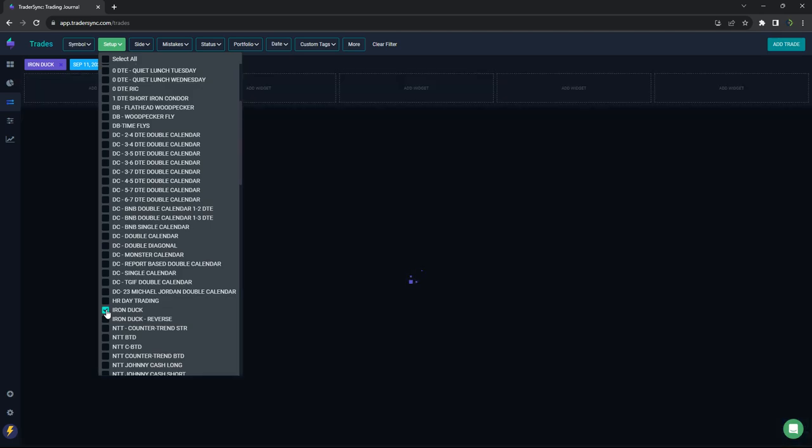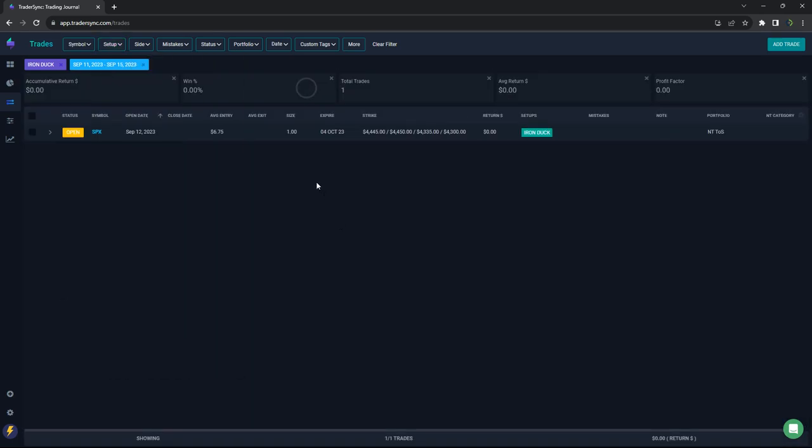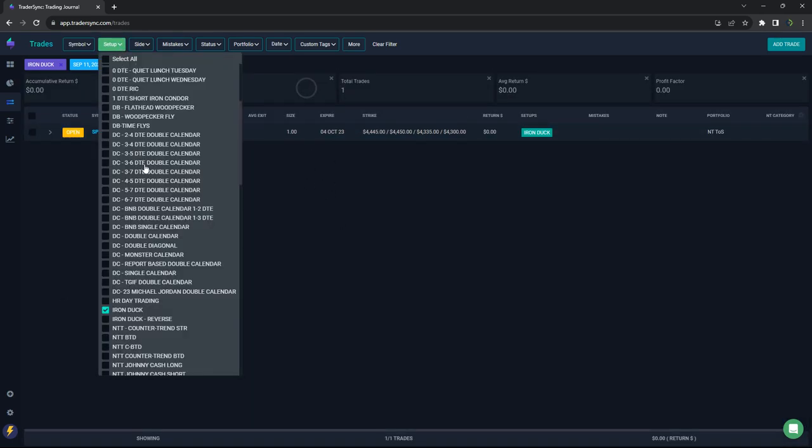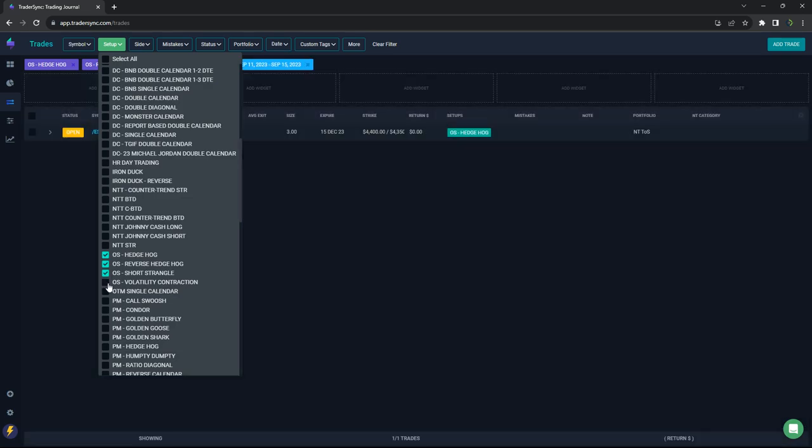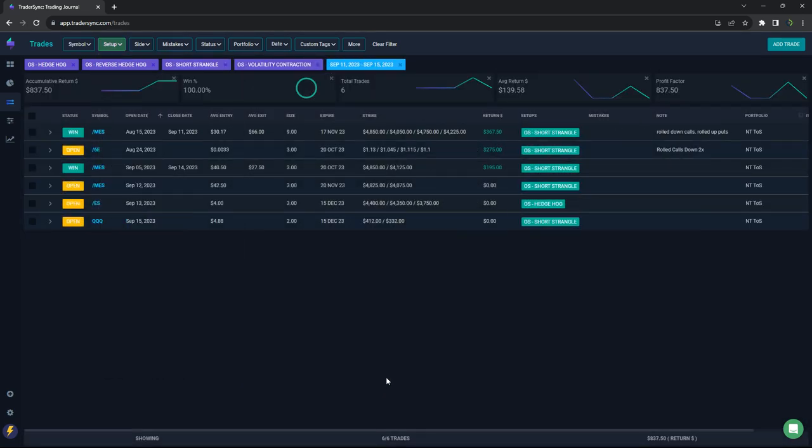Iron Ducks. Did not close any out, so just opened that one. No NTT trades. OS, options selling, and hedgehogs. So took off a short strangle in MES for a few hundred. The 6E, that one's still open, so those are just credits booked so far. MES took off another short strangle for a couple hundred, and the others are open.